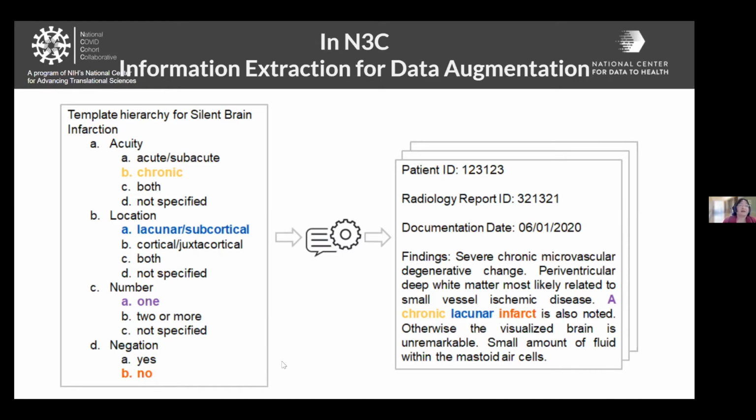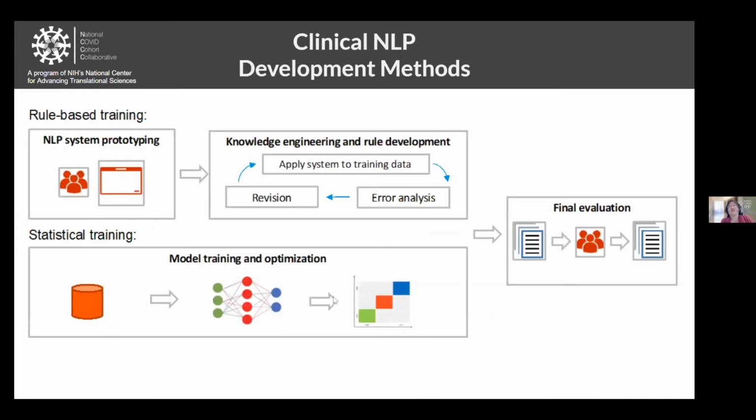Now the task is that you need to define first what kind of information template you want to extract. Secondly, you need an approach to extract it. The approach comes in two different kinds. We do have a rule-based approach, which is through what we call corpus analysis, knowledge engineering and rule development. We also have a statistical training approach, which is through model training and optimization.